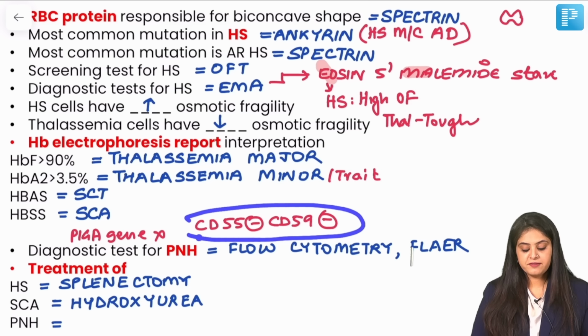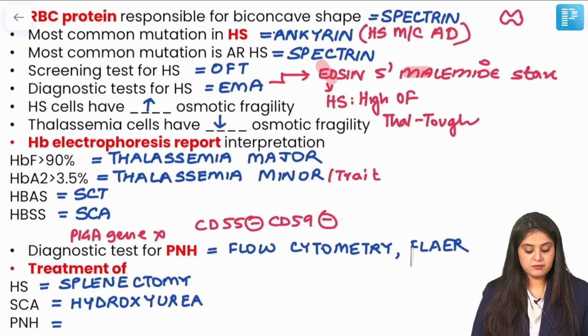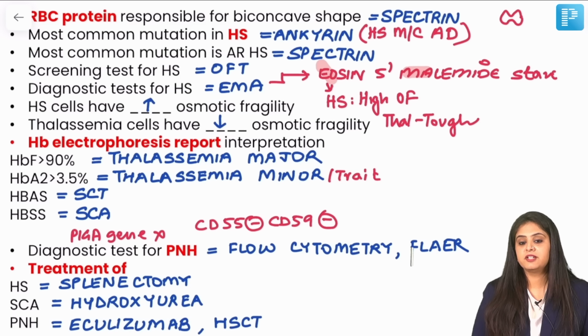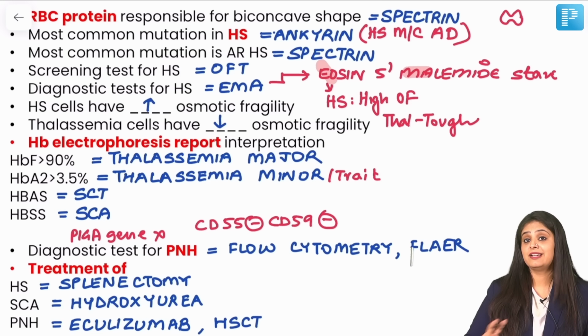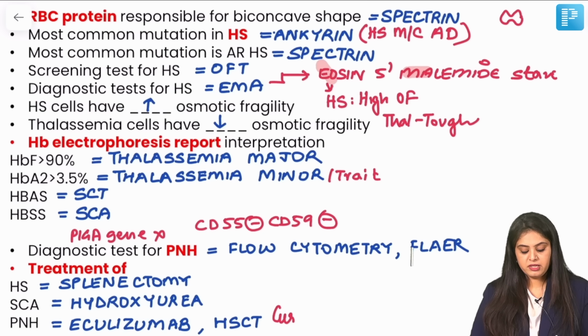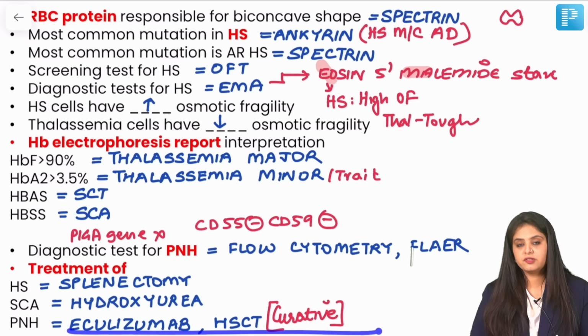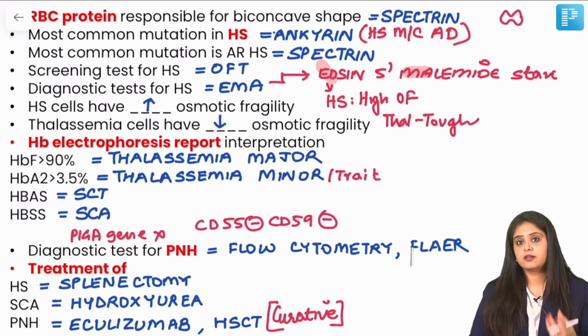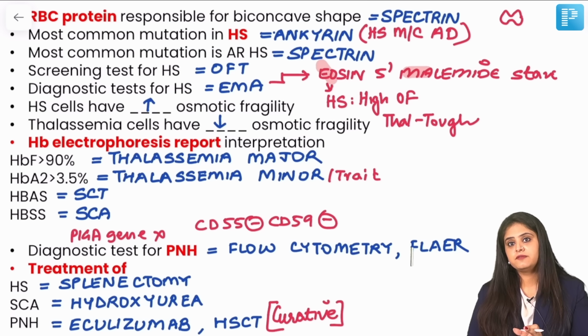Because CD55 and 59 are missing, I can give a drug which can replace the 55 and 59 function, and that is eculizumab. But that's just a temporary medicinal treatment. That's not a curative treatment. If they ask me the curative treatment, it is going to be hematopoietic stem cell transplant. So read the question carefully, and if both these options are given, see if they've asked for the drug of choice or the curative treatment.